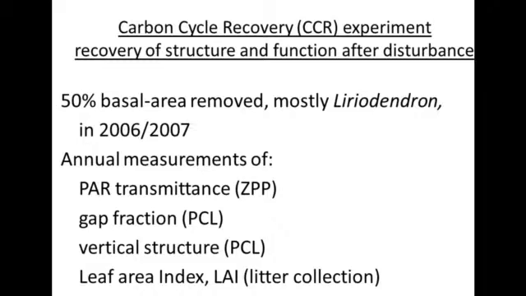Now I'll talk about an experiment at CERC where we had a logging event. Actually, it was in the middle of one of my large plots that I was studying. So after I got over the dismay, we decided to take advantage of the fact that this forest was recovering and we could make some interesting measurements to see what was happening. So the logging event happened over one winter. 50% of the basal area was removed, mostly in one species, our fastest growing, most valuable species, tulip poplar.